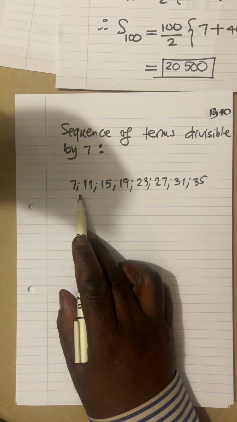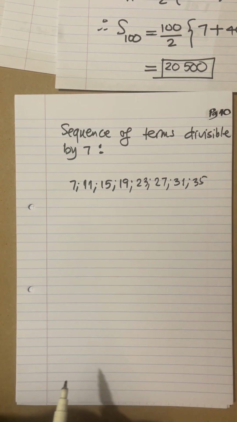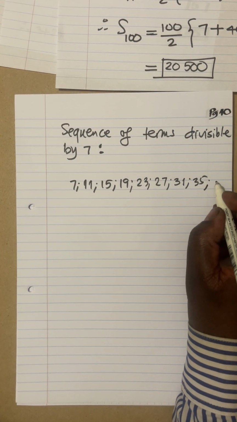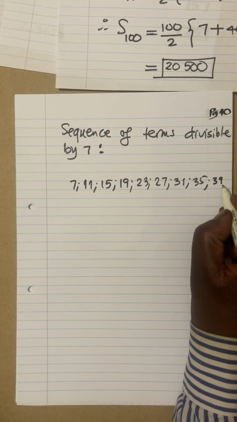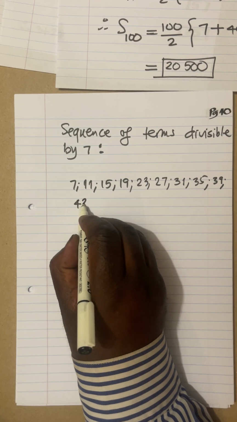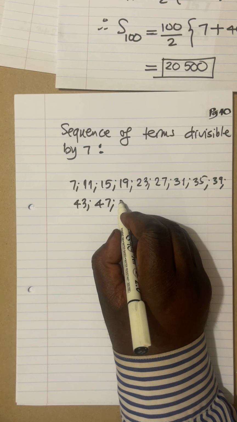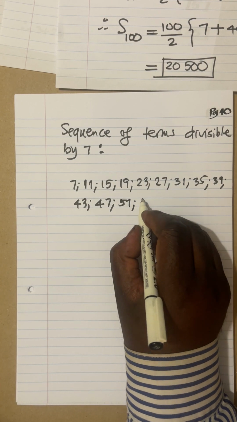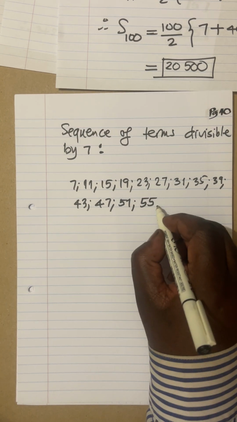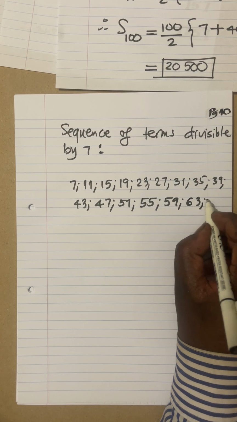Let me just go through this again. Add 4, 11, add 4, 15. If we add 4, we get 19. Add 4, 23, 27, 31, 35. Then we continue adding 4, 39. Add 4, it's going to be 43. Add 4, 47. Add 4, 51. Add 4, 55. Add 4, 59. Add 4, 63. And then we can continue.